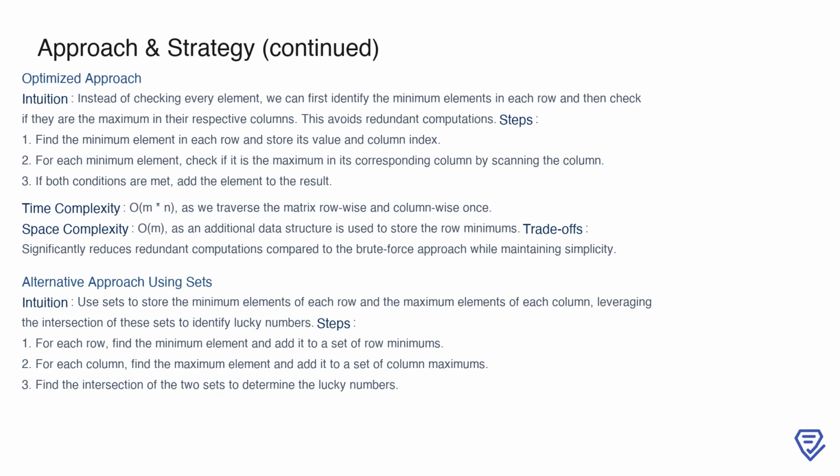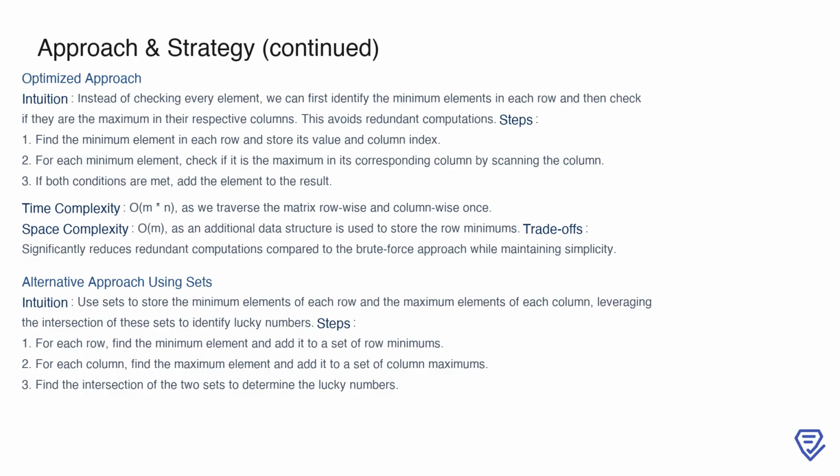lucky numbers. Next, for each of these row minimum elements, we check if it is the maximum in its corresponding column by scanning through that column. If both conditions are satisfied, the element is added to the result. This approach is far more efficient because it eliminates the need to repeatedly compare all elements in the row and column for every matrix element.